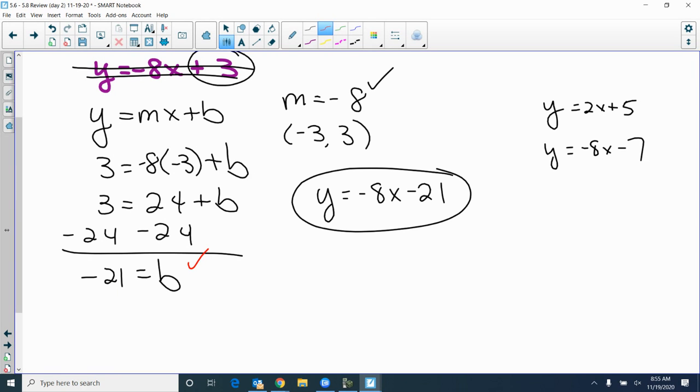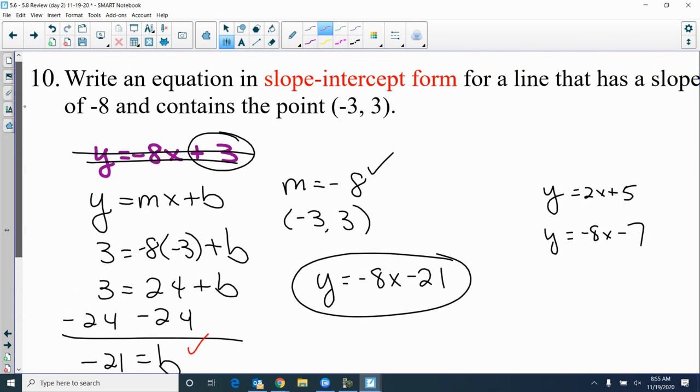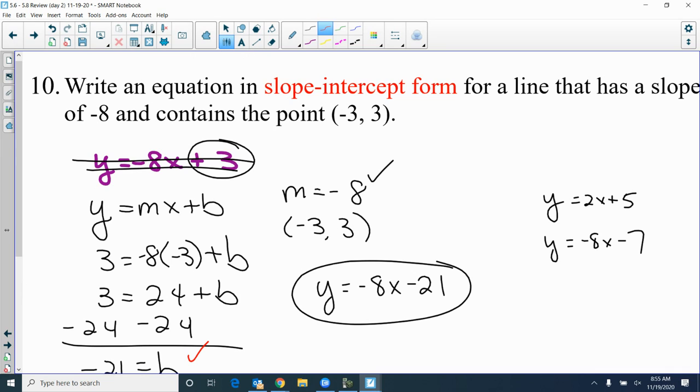And here's the big thing: I think at this point, some of you are looking at the directions, and we got to at least make sure you understand the directions and go from there. So that would be your answer. So that's slope-intercept form. All right, let's do that now. Okay, good.